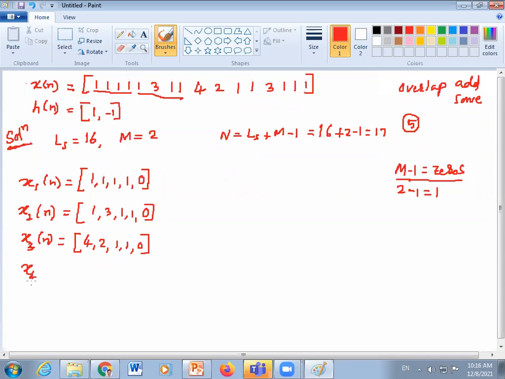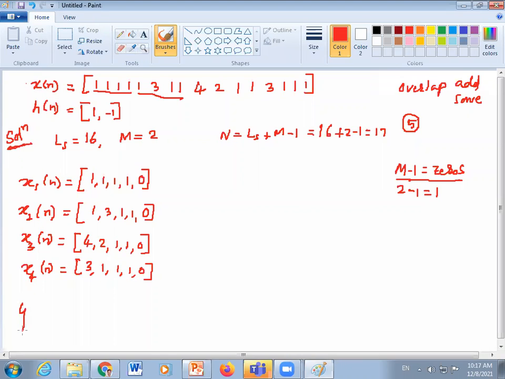x4 of n? 3 1 1 1 0. Right? Now do we need x5 of n here? No, because no samples are present in the input sequence.